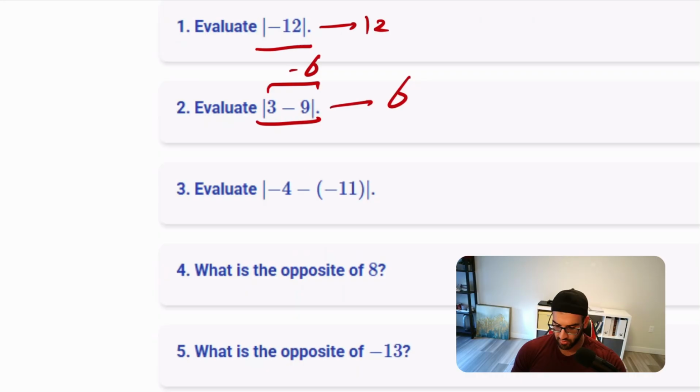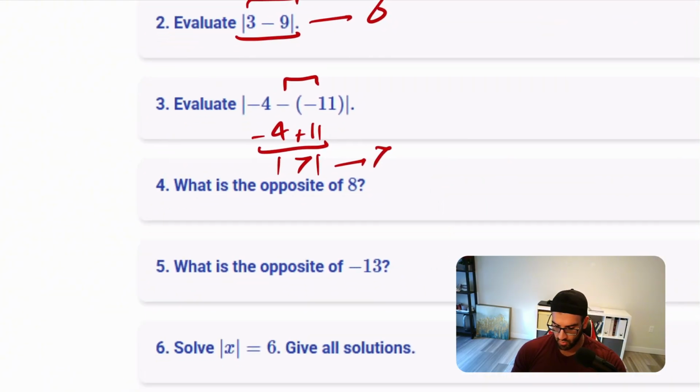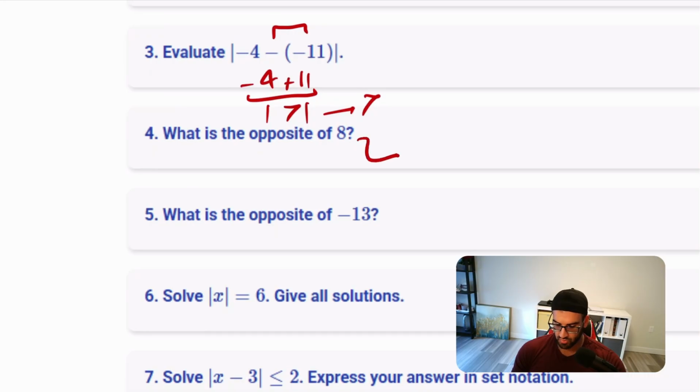What about this one? We know negative times negative is going to be positive, so we have -4 plus 11 considered as 7 itself. Absolute of 7 is going to be 7. What is the opposite of 8? Again, as I told you, the only difference between the number and its opposite is just the sign. So this is positive 8, and this would be -8. What is the opposite of -13? Positive 13.